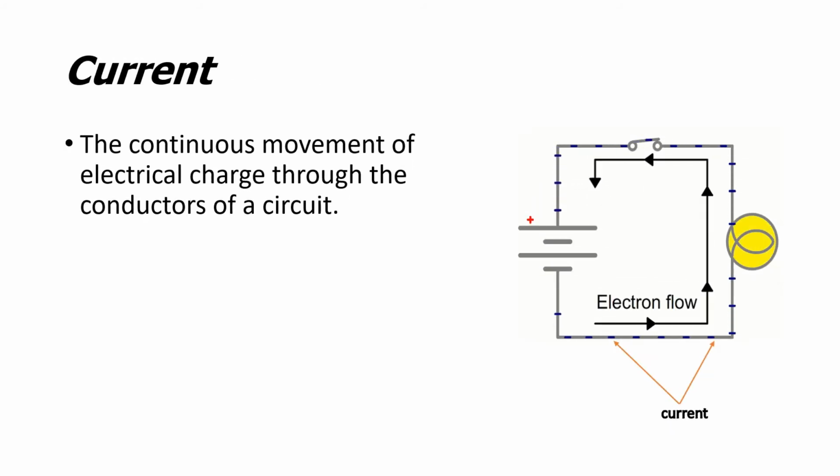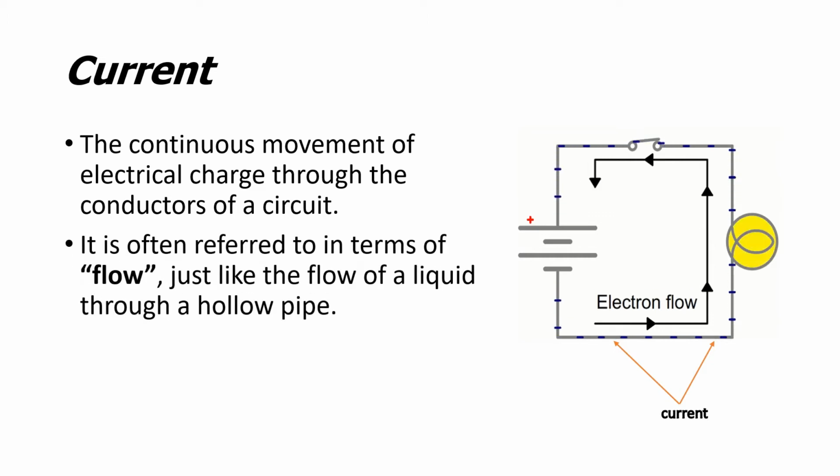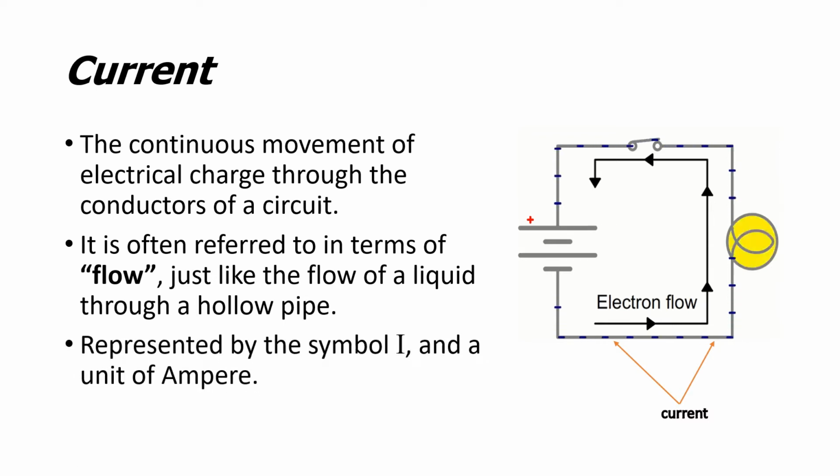Current is the continuous movement of electric charge through the conductors of a circuit. It is often referred to in terms of flow, just like the flow of a liquid through a hollow pipe. Current is represented by the symbol I and has a unit of ampere.